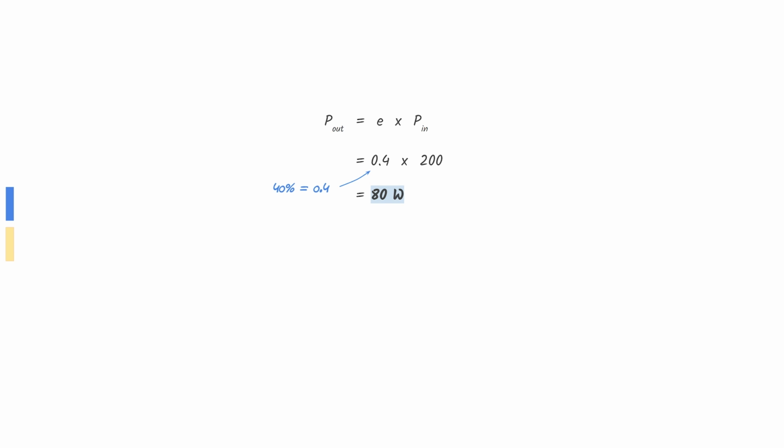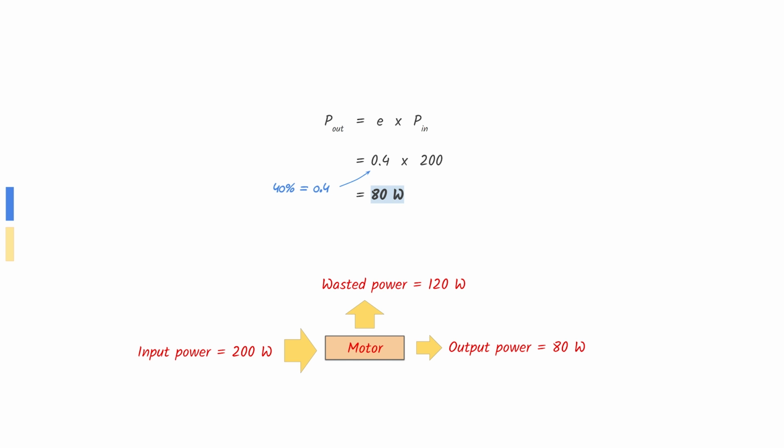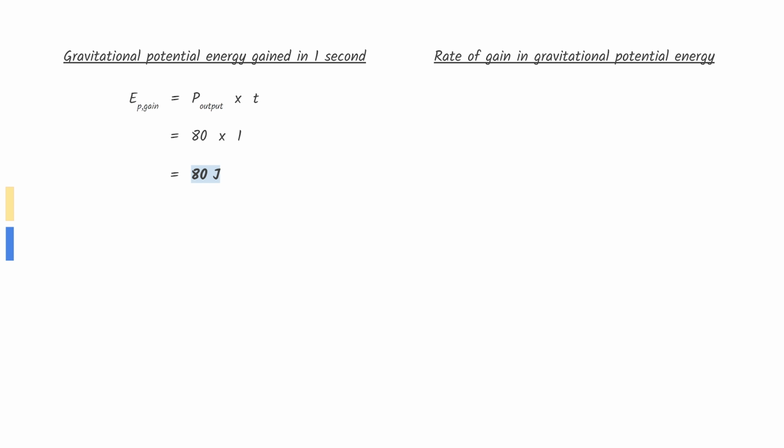First, let's find the output power. The output power can be found by multiplying the efficiency with the input power. Here is a visual representation of the power going into and out of the motor. There are two ways to approach this question.